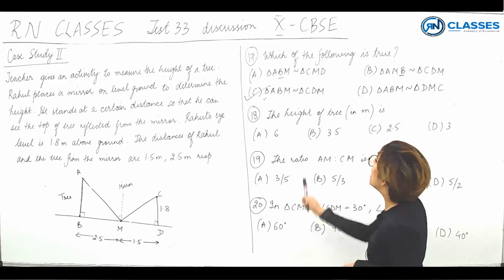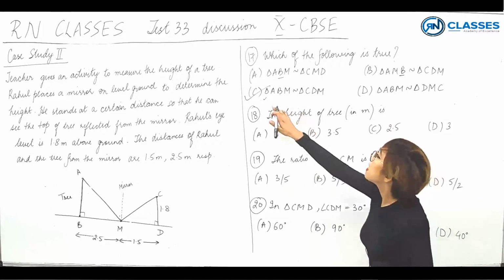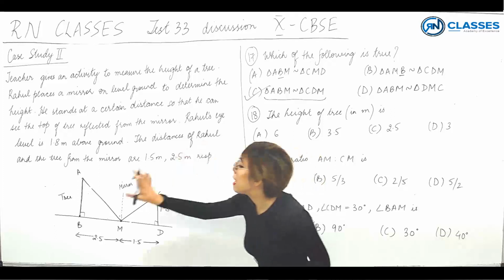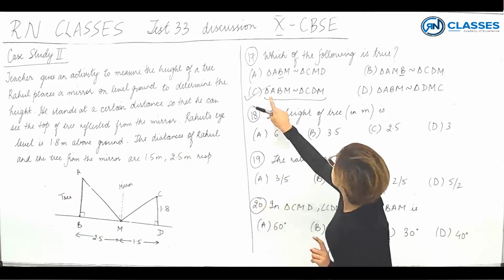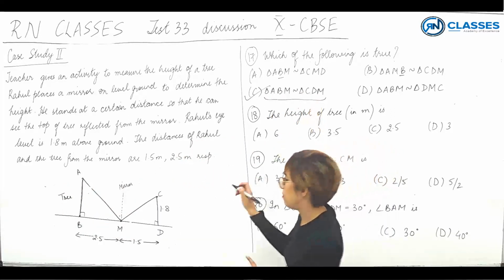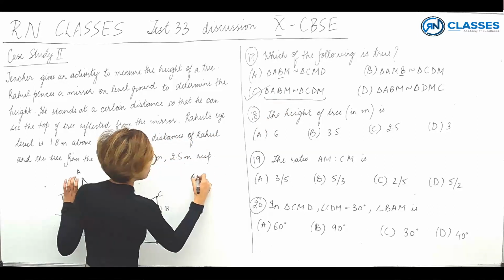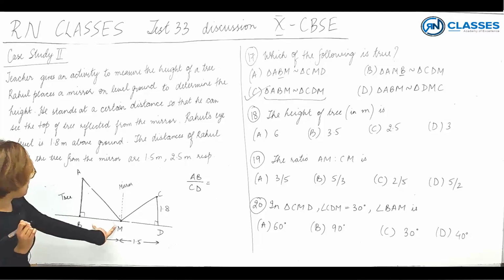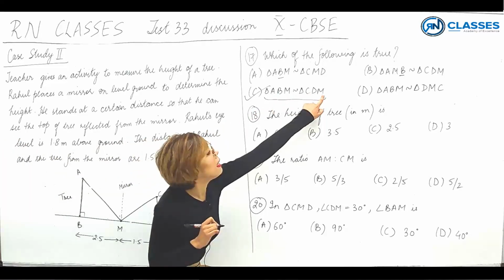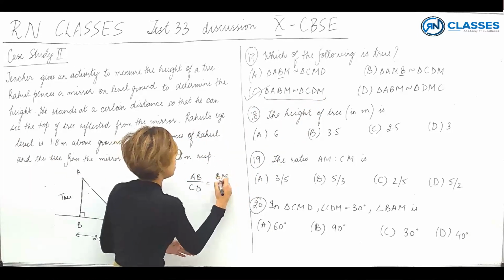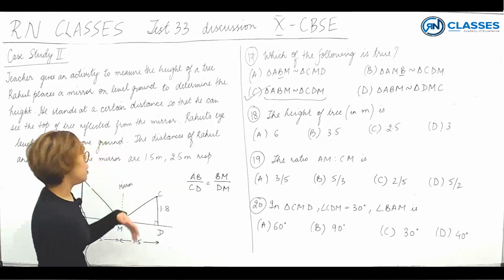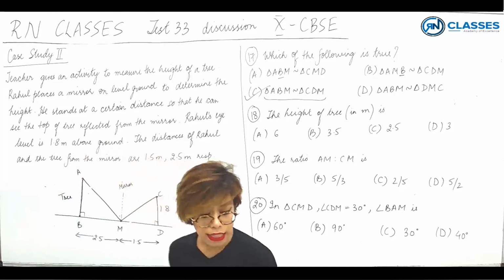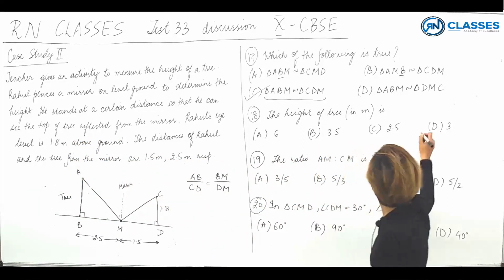Right? Now, the height of the tree is. Since I have the similarity statement now, I will consider the height. Now, height is AB. So, AB by CD is equal to the lengths that I know, BM and DM. BM by DM is equal to BM by DM. You know CD, you know BM, you know DM. Just substitute it and you get the value. And the answer turned out to be 3.